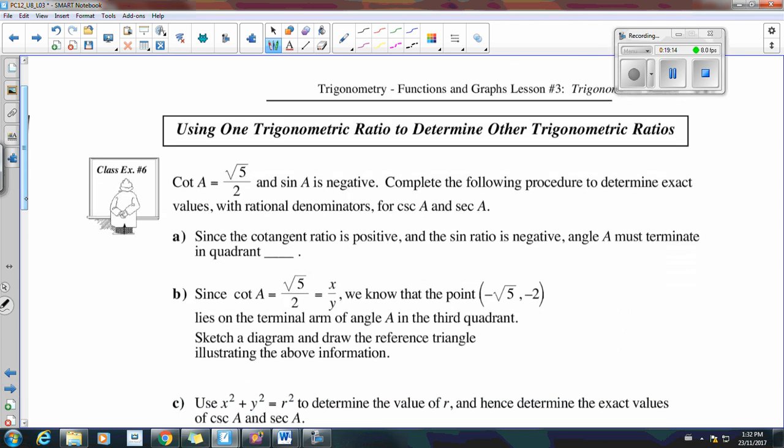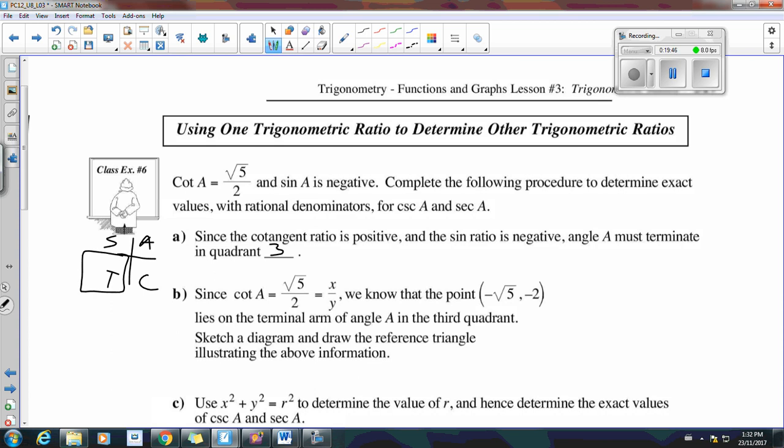Using one trigonometric ratio to determine the other ones. So if cotan of A is root 5 over 2 and sine A is negative, complete the following procedure to determine exact values with rational denominators for cosecant and secant. Again, you should have done something like this last year, but we'll do that review. Since the cotangent ratio is positive, so it tells us cotangent is positive and sine is negative, it tells us we must be in quadrant 3.